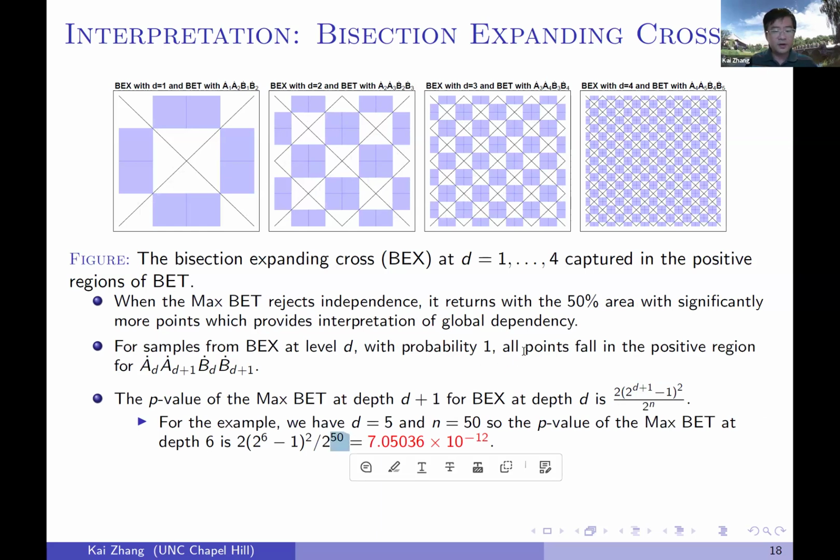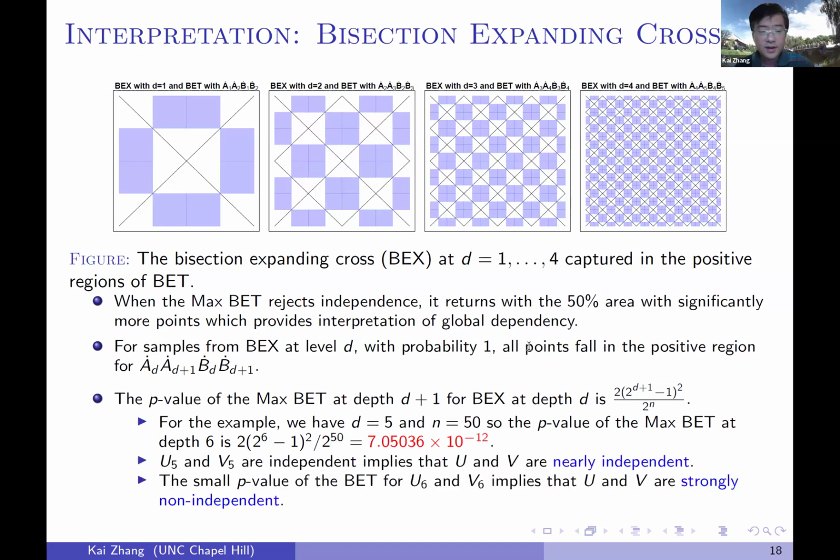And this p-value also explains the paradox I mentioned earlier. For the example in the quiz, with the grid lines here, the first 5 bits are really independent of each other. U5 and V5 are really independent. So in that sense, U and V are nearly independent. Basically, if there is any relationship between U and V, the relationship is hiding in the remainder term in the binary expansion filtration, right? So in that sense, it's nearly independent.